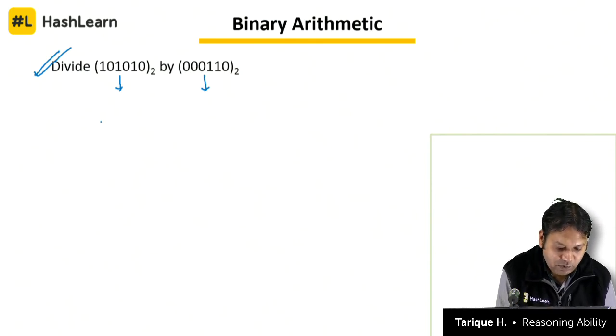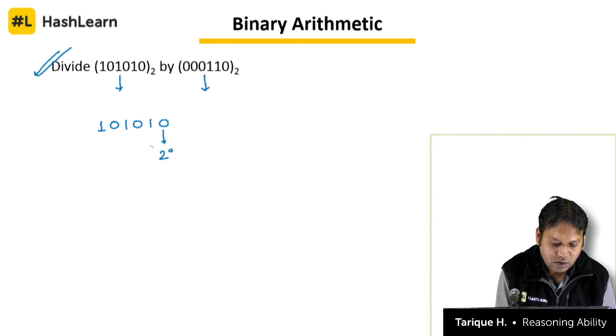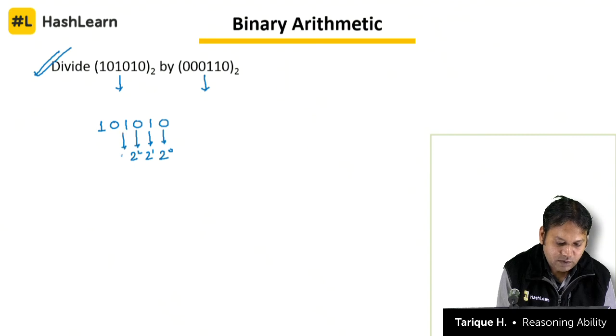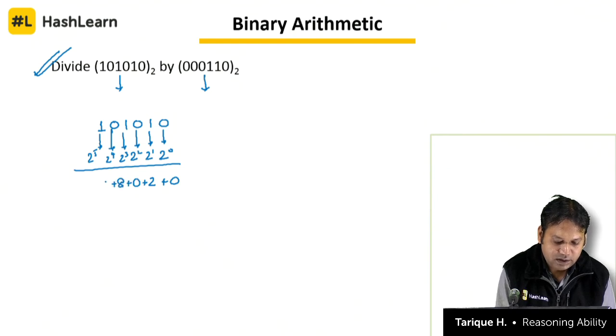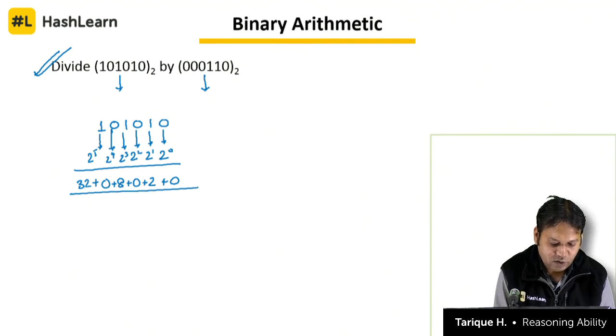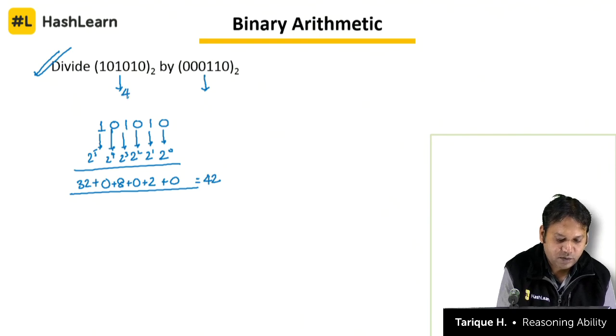Okay. So what I am going to do now is convert these numbers 101010, that is 2 power 0, 2 power 1, 2 power 2, 2 power 3, 2 power 4, and 2 power 5. So you get 0 plus 2 plus 0 plus 8 plus 0 plus 32, because 2 power 5 is 32. So what do we get here? 32 plus 8 plus 2, this total is equal to 42. So this number is 42.